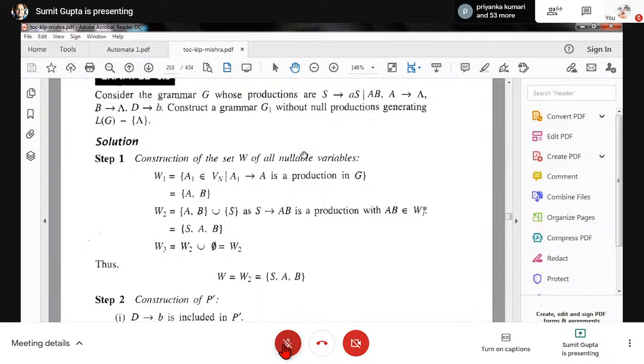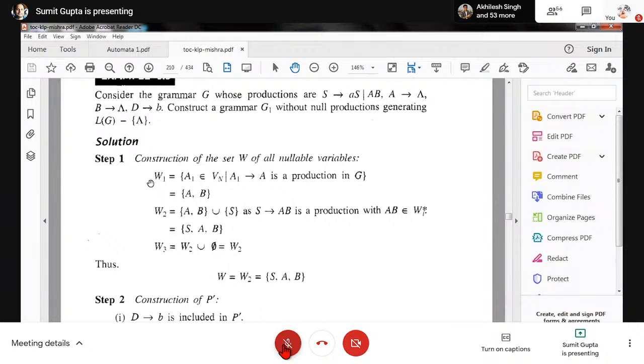Now let's see, suppose we have this given grammar. So your first step would be to construct the set W, and this W is composed of all the nullable variables. Nullable variables are what? The variables that would ultimately lead into null. So straight away we have A gives null and B gives null. So A and B are nullable variables.